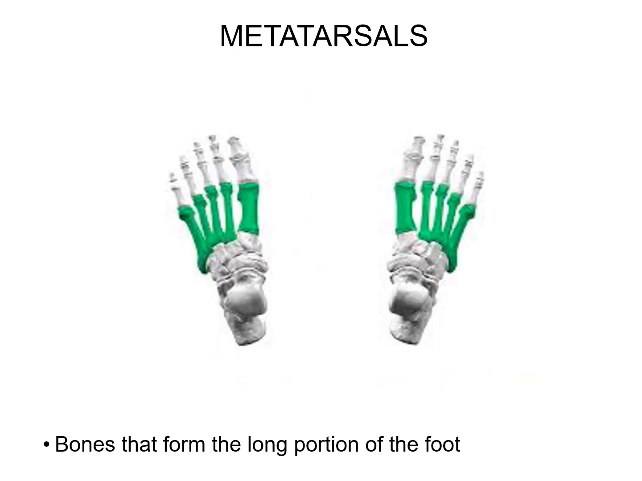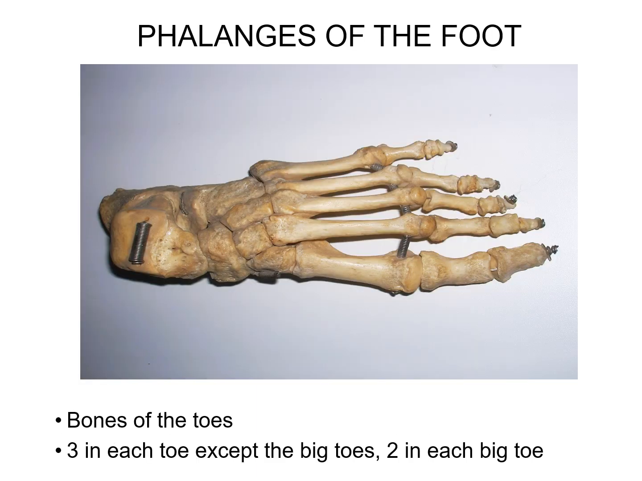Similar to the hand. In the hand, we called them metacarpals, right? Instead, here we're going to call them metatarsals. These are the 5 bones that make up the long portion or the arch of your foot, or just really the top of your foot. And we have 5 of them because we have 5 toes, hopefully on each foot, right? And exactly similar to the fingers, we're going to call these toes phalanges. And it's the exact same anatomy.